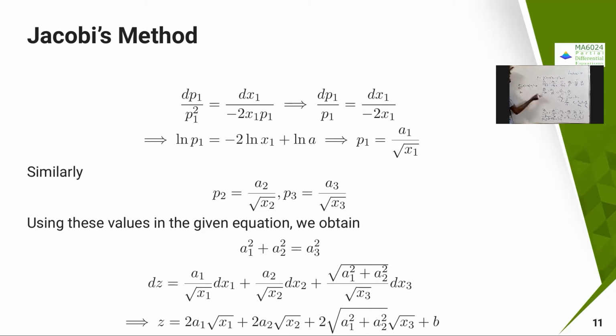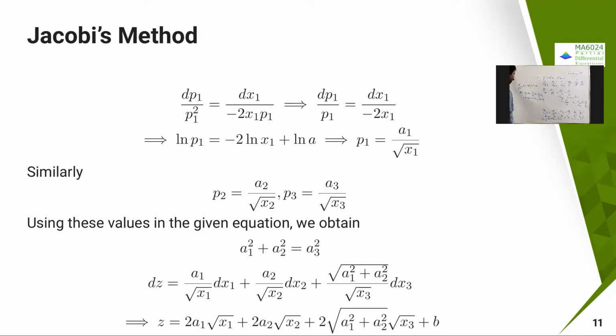Now P1, P2 you have found, so you have to substitute it over here. So you substitute a1 by root x1 into dx1 plus a2 by root x2 into dx2 plus a3 by root x3 into dx3, because this is the equation P1 dx1, P2 dx2, P3 dx3. That's what I'm substituting here. Therefore, this is going to become 2 into a1 into square root of x1 plus 2 into a2 into square root of x2 plus 2 into a3 into square root of x3.